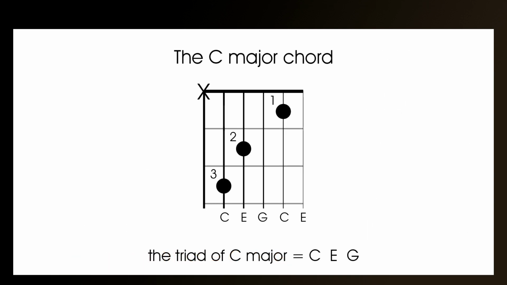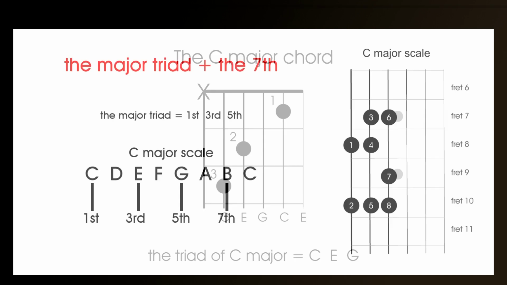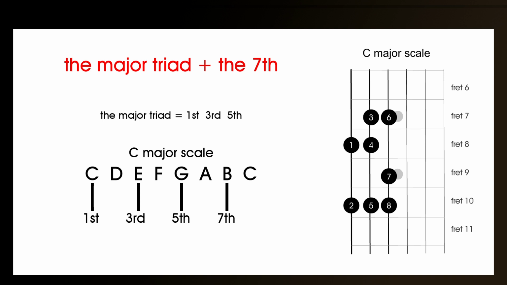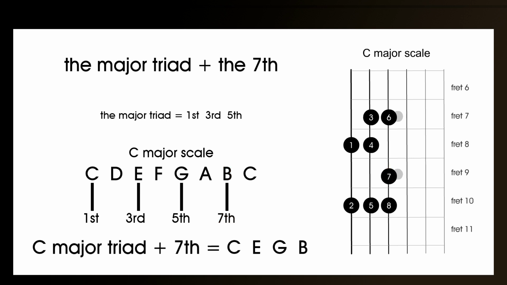Right, once you've got the C major chord, or the C major triad, in order to build a seventh chord, you then need to add the seventh note of the C major scale, which is C, D, E, F, G, A, B. So the complete structure of the C major seventh chord would be the C major triad, C, E, G, and then the seventh note of the C major scale, the B.